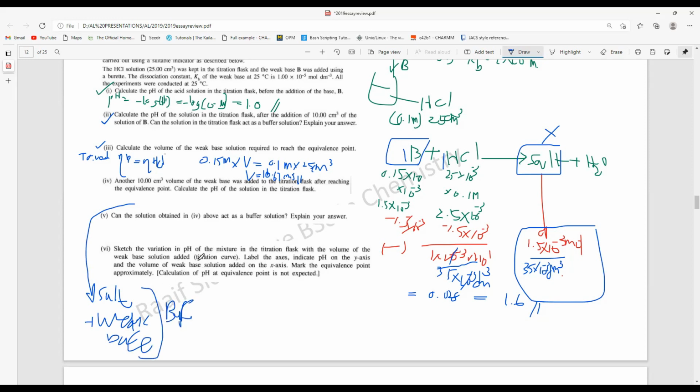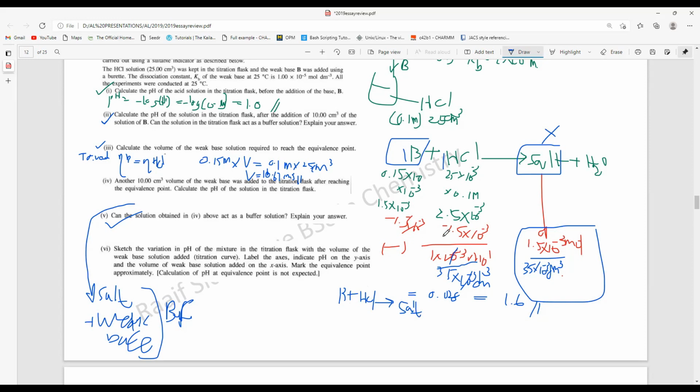Okay. They have asked, can the solution in 4B act as a buffer solution? Yes, it should be, because you have the weak salt and the weak base here. So this will act as a basic buffer. In fact, this will act as the buffer. So what is happening here? Basically, when you have this B plus HCl reaction at the equivalence point, you will have only the salt.